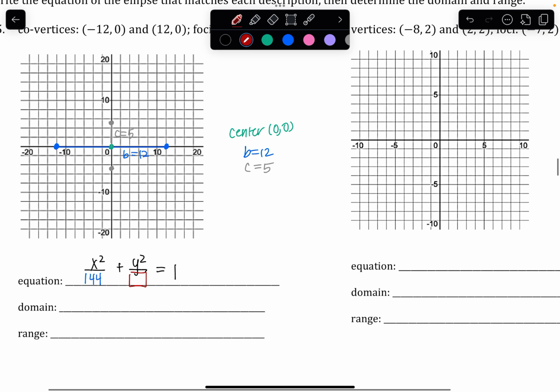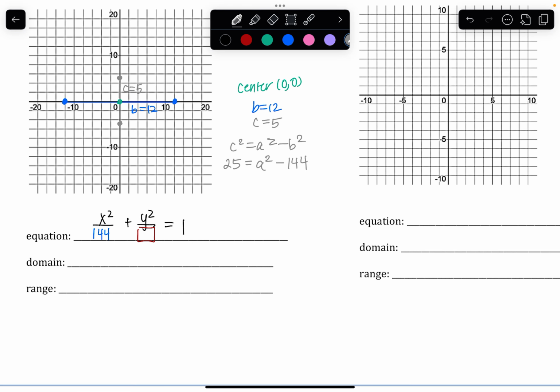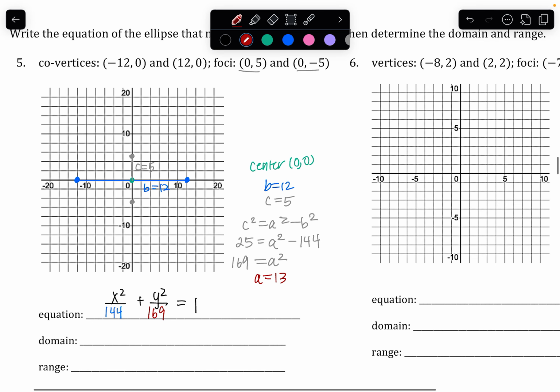And so that's where we need to use our equation, C squared equals A squared minus B squared. C squared we know will be 25. A squared is unknown. B squared will be 144. So we're going to add 144 to both sides to get 169 equals A squared. And so remember, A squared is what shows up in the equation. So that's what we'll need to write underneath the y. And then if we want the true A value, we just square root that and get A equals 13.